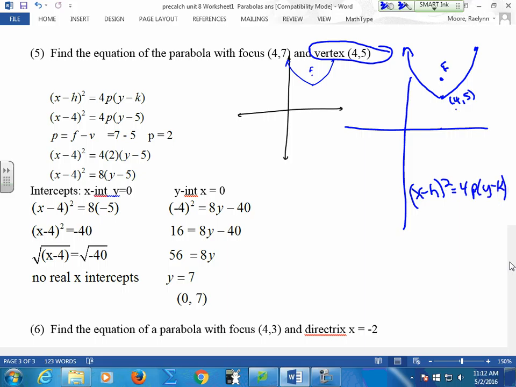I'm opening up, so it's x squared, opening up and down. So I start like this. Well, I've got h and k, so I can plug those in. x minus 4 squared equals 4p times y minus 5. Now, all I have to do is solve for p. Can I find p by that diagram? P is the distance from here to here. P is 2, and P is positive because it opened up. So x minus 4 squared equals 8, y minus 5.